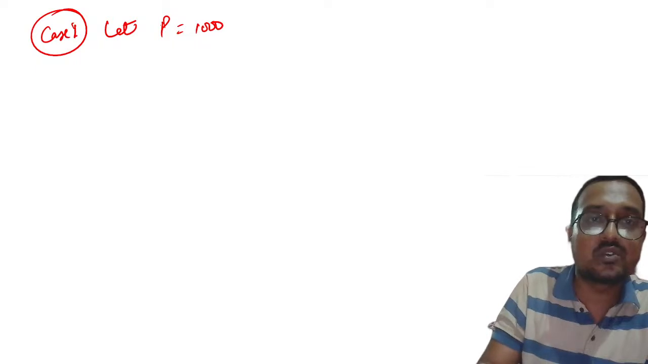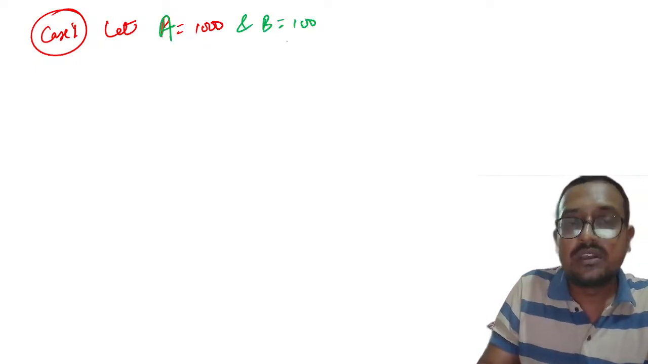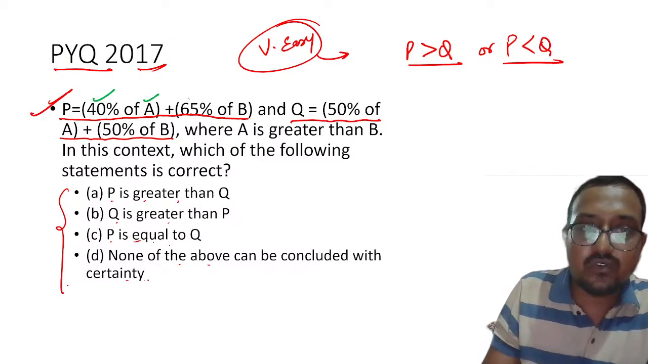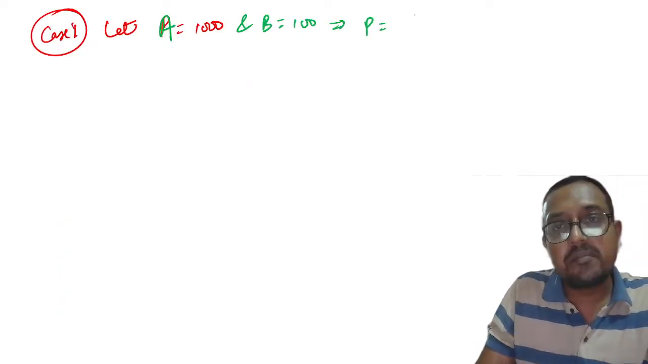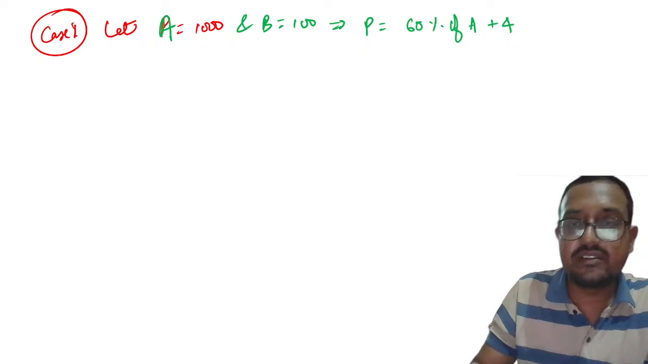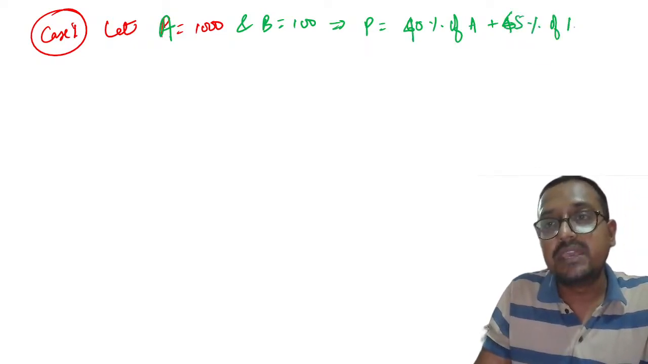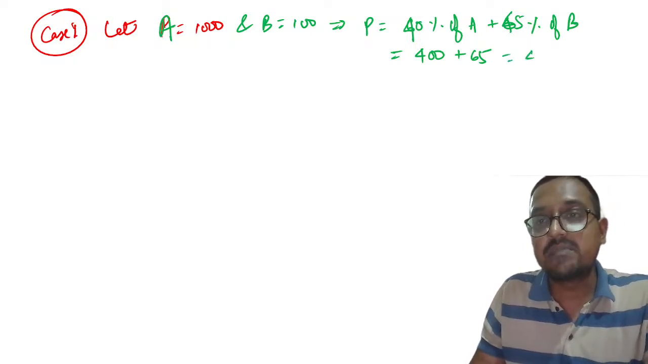I hope all of you have seen the question. A is equal to 1000 and B is equal to 100. I will come back, don't worry, even if you have not seen it. P is equal to 40% of A plus 60% of B. Sorry, I made it wrong. 40% of A plus 60% of B. It will be 400 plus 60. This is coming out as 460.